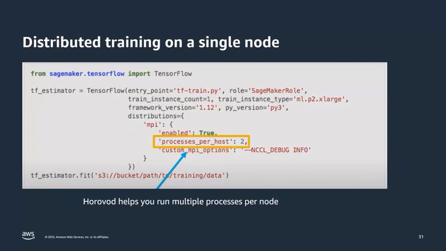You can also do distributed model training on a single node, because you can have multiple vCPUs on a single node. Each vCPU can take a different version of your model and train with a different set of data. One of the frameworks that helps you do that is Horovod. Horovod is a very common way of distributing your TensorFlow models on a single host. In this example, your instance count is 1, but you can set your processes per node as 2, so Horovod helps you run multiple processes on a single node.